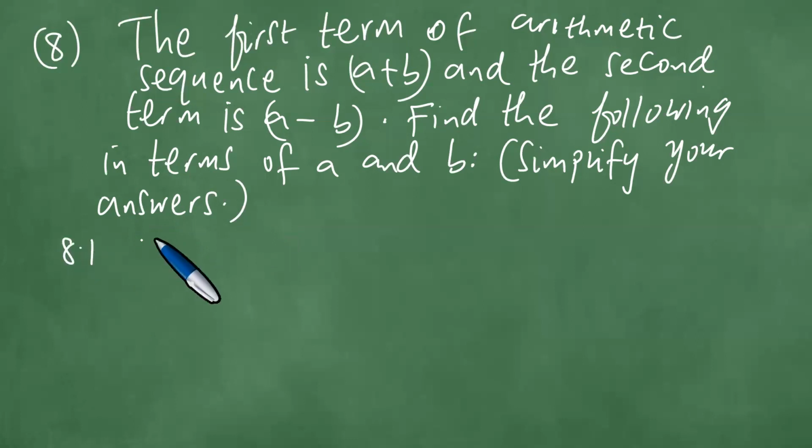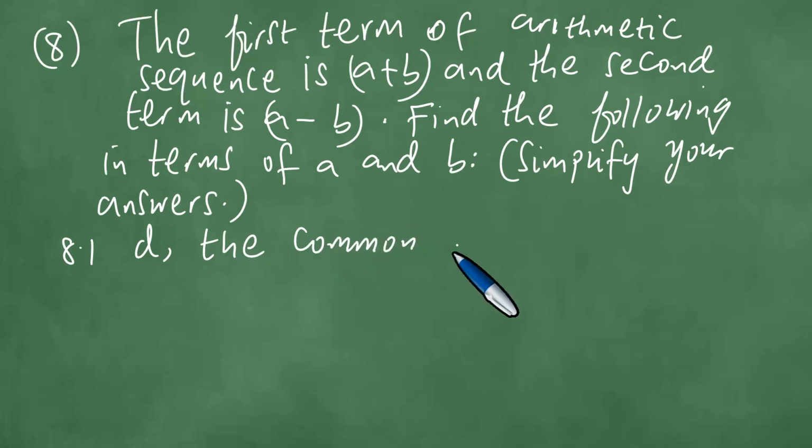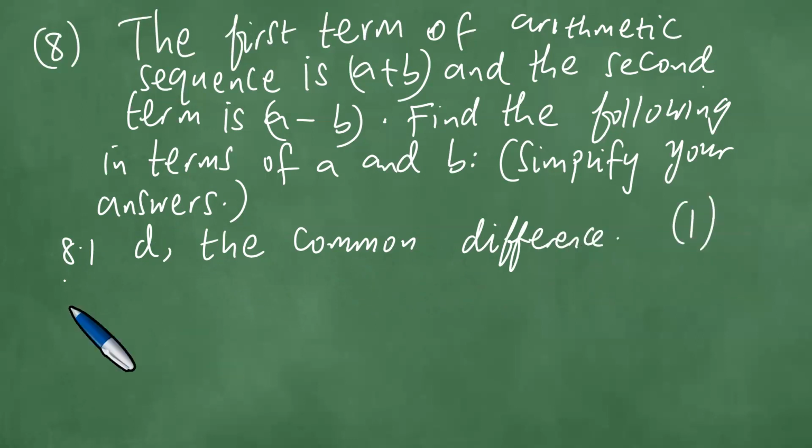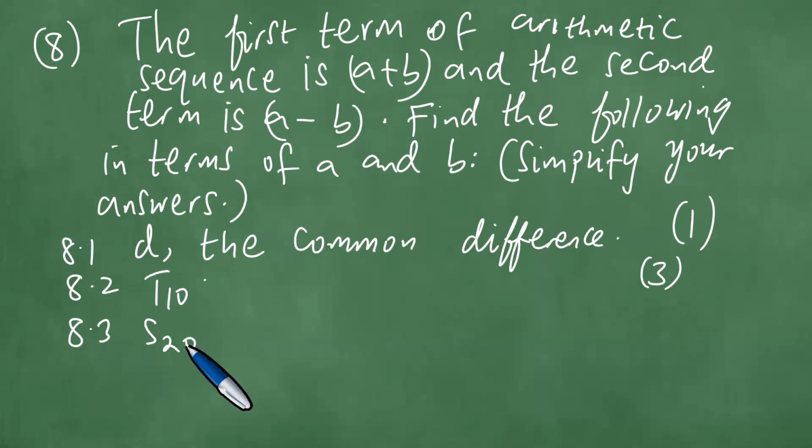In 8.1, d, the common difference, for 1 mark. 8.2, T sub 10, 3 marks. 8.3, S20, 3 marks. Like this. The last one.